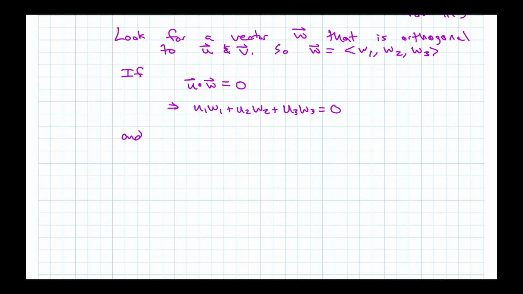And if v dot w is also 0, because those two vectors are supposed to be orthogonal, then you have v1 w1 plus v2 w2 plus v3 w3 also equals 0. Okay, and that's as much of the derivation as I'm going to do. It's in the book.